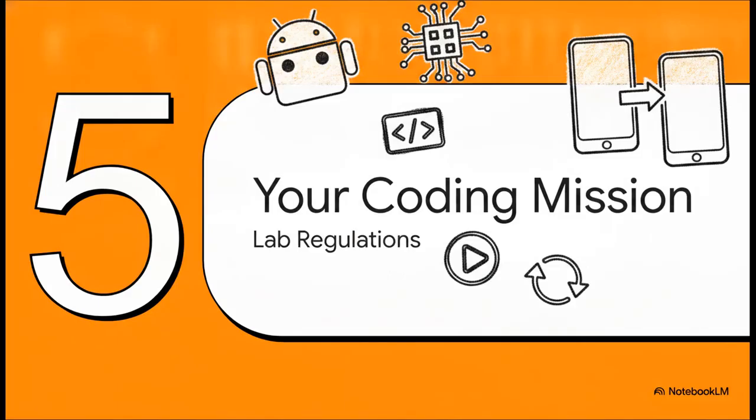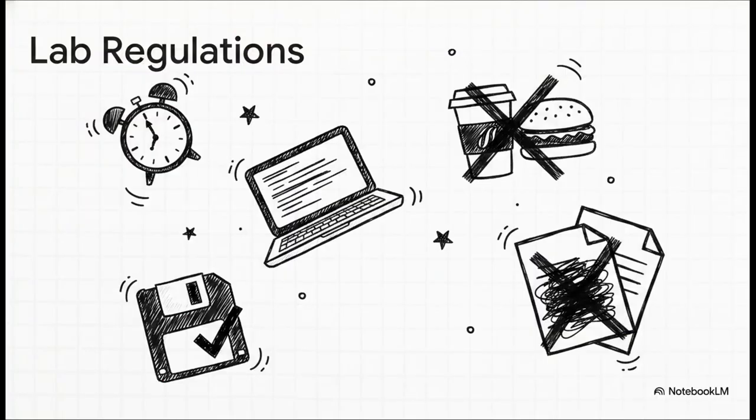All right, now that you've got the theory down, it is time for Section 5, your coding mission. Before you start typing away, let's quickly cover the lab rules. Arrive on time, folks. There's a strict 15-minute max grace period. Keep the lab computers purely for course activities, so no scrolling social media. Absolutely no food or drinks near the machines. Save your work constantly, log off when you're done, and submit those reports with screenshots and code via eCampus.